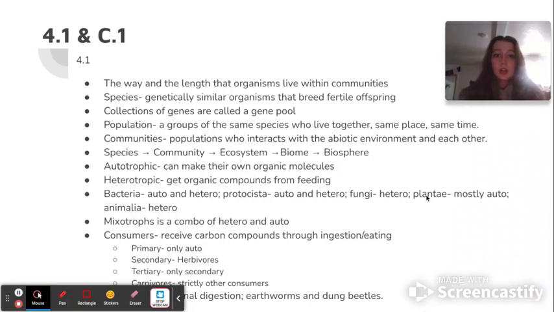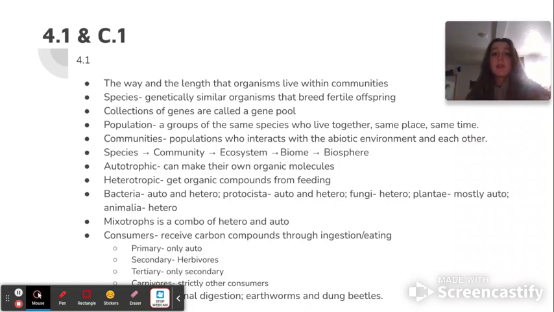So to start, ecology is the study of the ways and links that organisms live within communities. A species is a genetically similar organism that breeds fertile offspring. A collection of genes is called a gene pool, which is what creates genetically similar organisms. A population is a group of the same species who live together at the same place at the same time. And communities are populations who interact with the abiotic environment and each other.